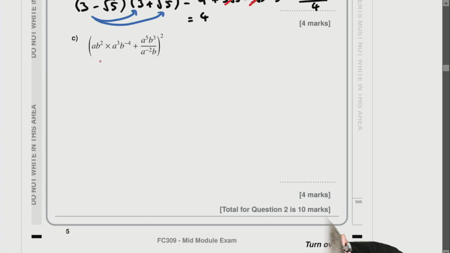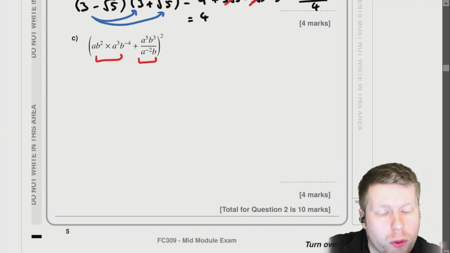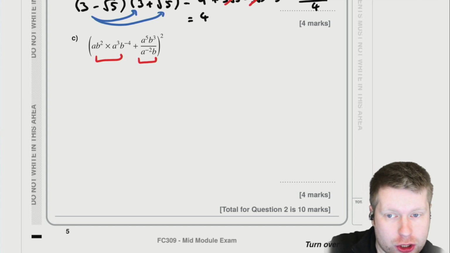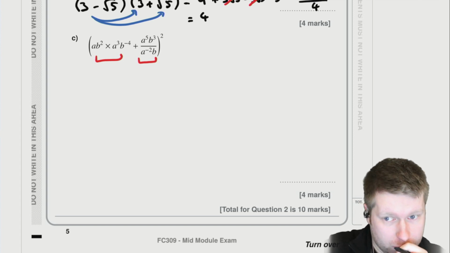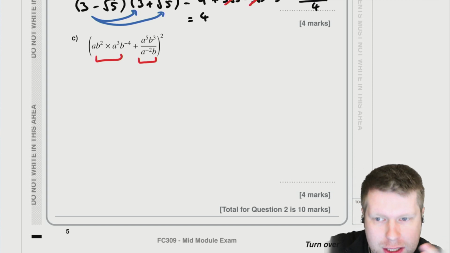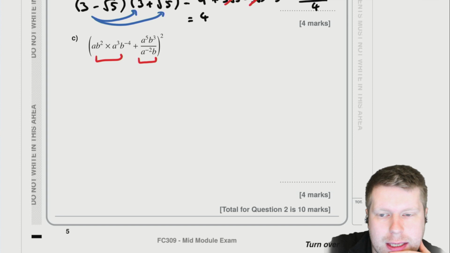So first things first, I'm going to consider the things inside the brackets. Now, just be aware there are more than one ways of doing this. So if you did this a different way, for example, you tried to produce a whole fraction inside the brackets, that's absolutely fine, okay? But in this case, I'm going to do it by simplifying the indices.